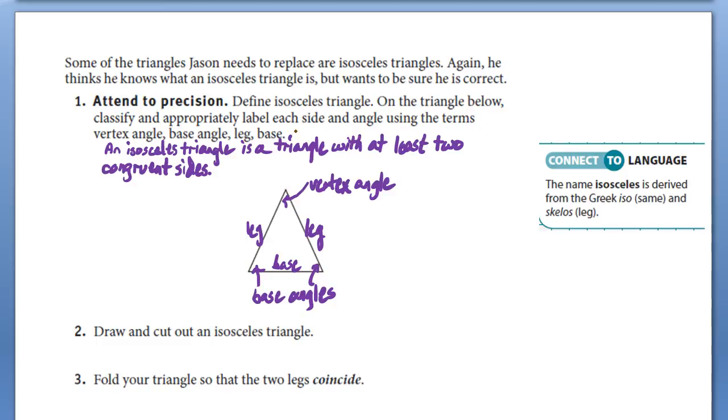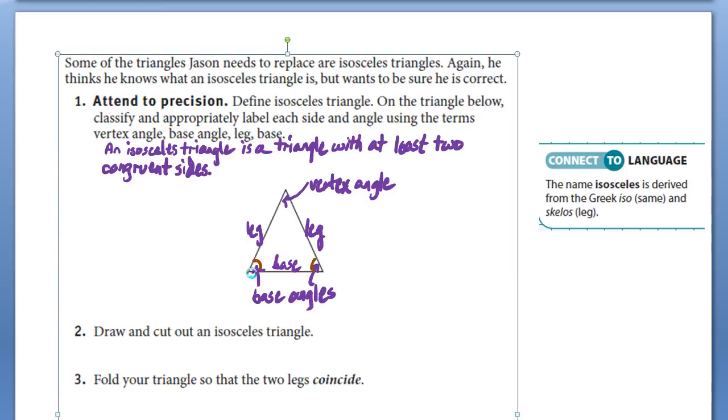We're asked to label the sides and angles using these vocabulary words. The angle at the top here is called the vertex angle. The other two angles are called base angles. The base angles are formed by the legs meeting the base. So that angle's a base angle, that angle's a base angle. The side here is called the base, the other two sides are called the legs.